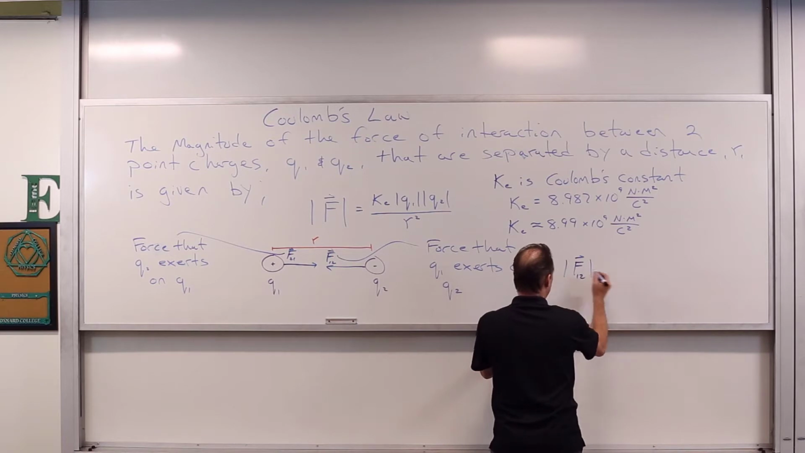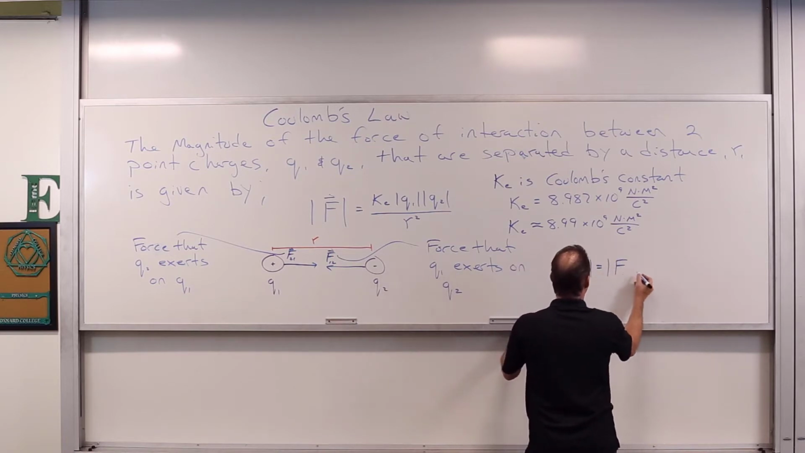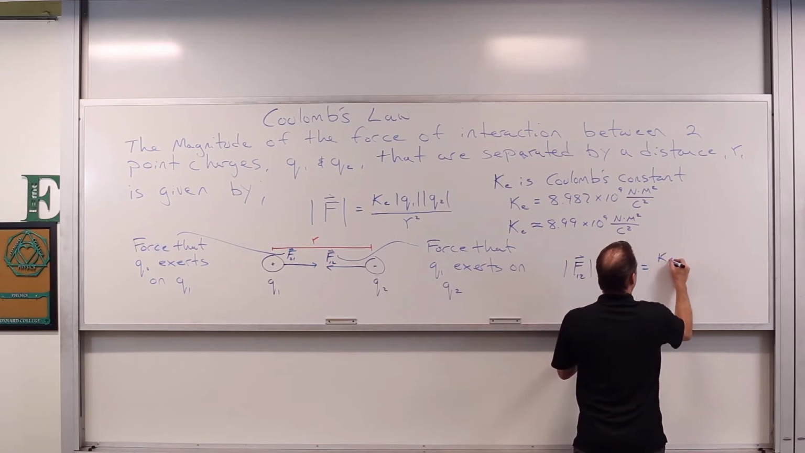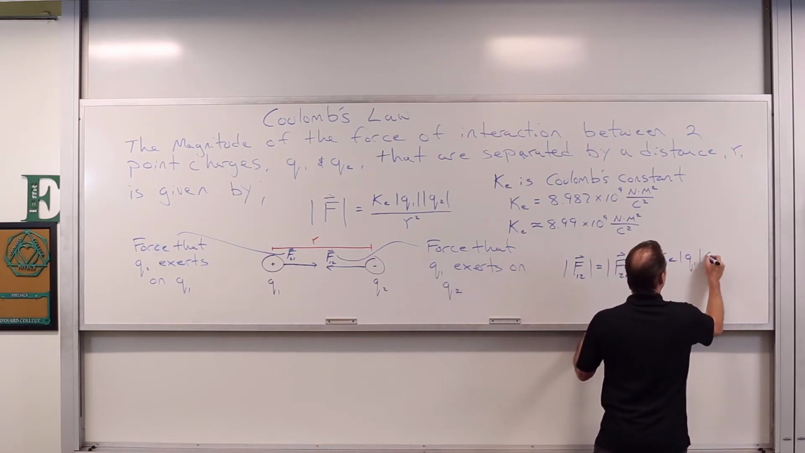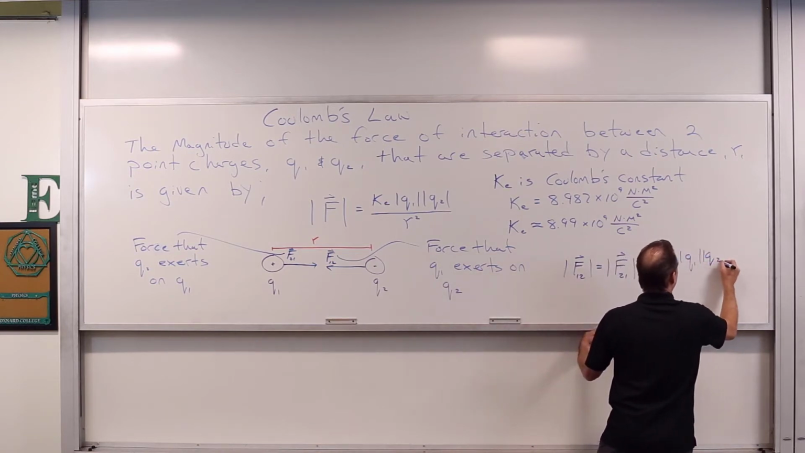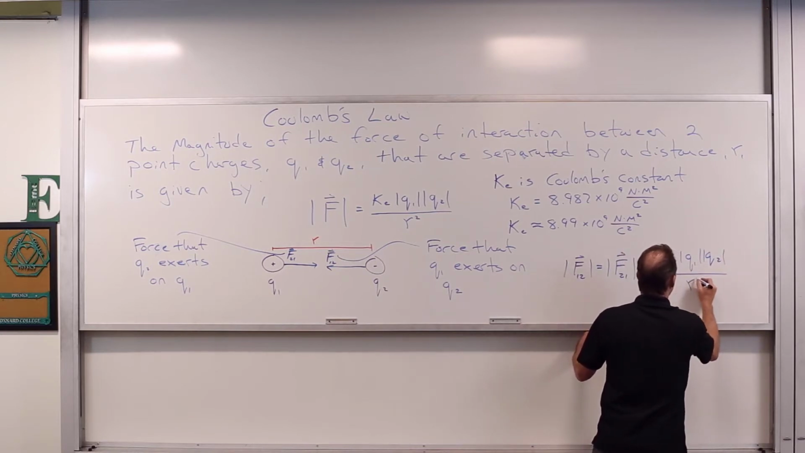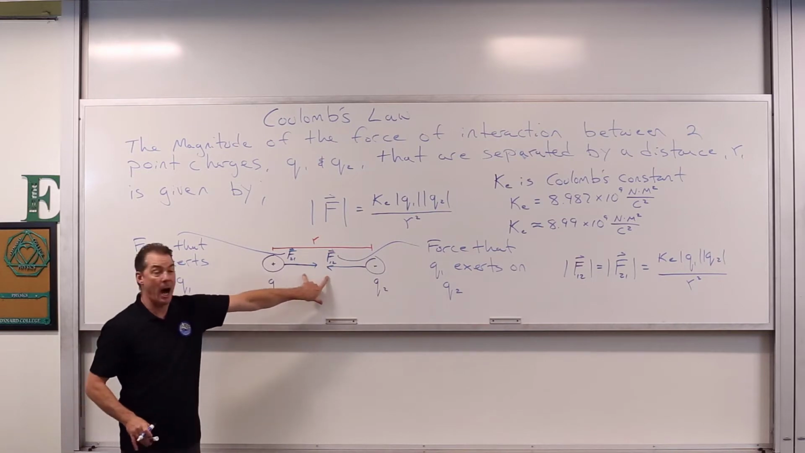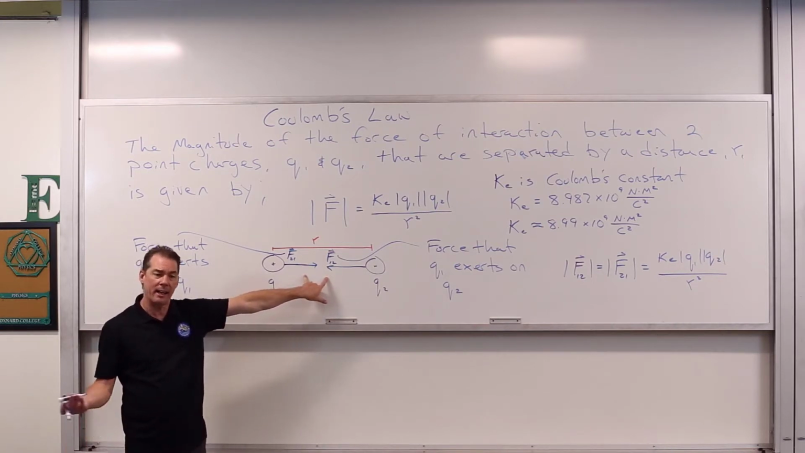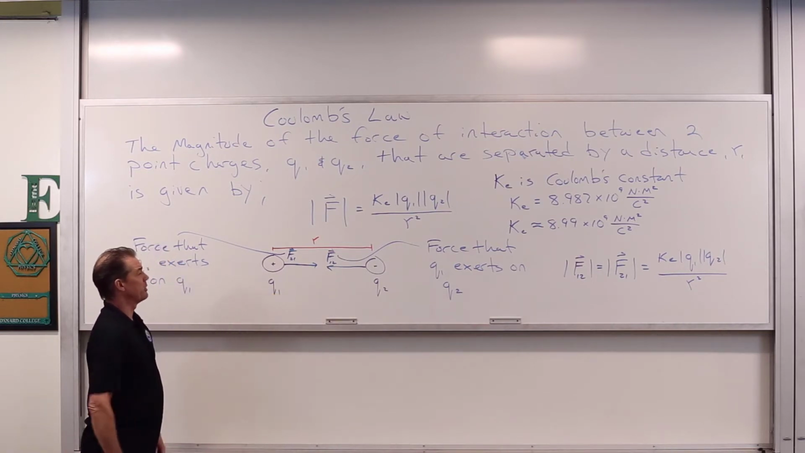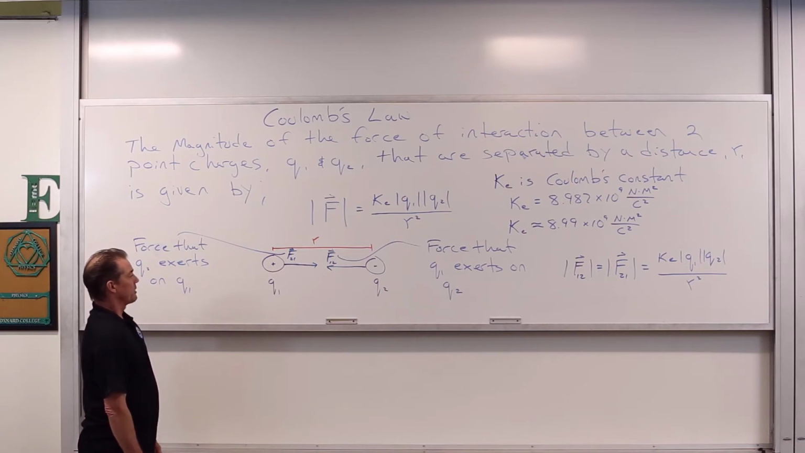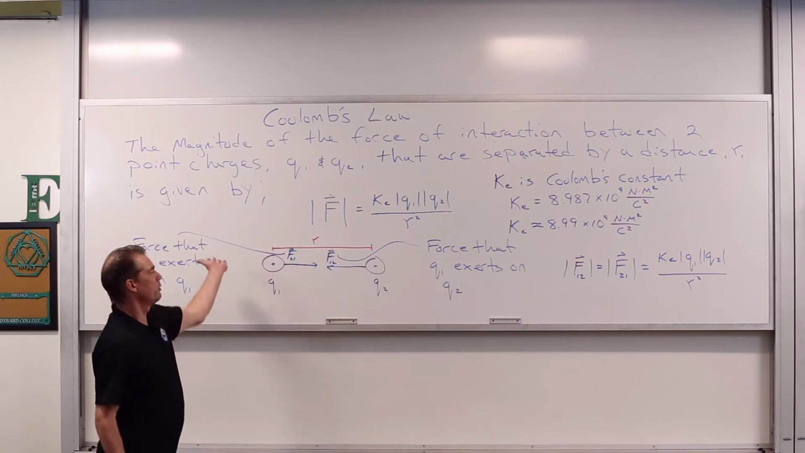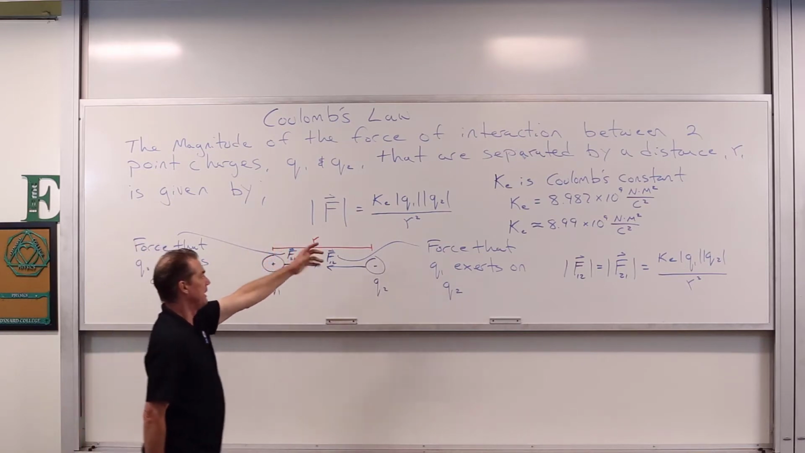F12 hat magnitude is equal to the magnitude of F21 hat is equal to K sub E times the absolute value of Q1 times the absolute value of Q2 divided by R squared. Equal magnitudes, but notice opposite directions, right? Equal magnitude, opposite directions, forces of interaction. Forces come in pairs. So when we just want the magnitude, this is all that we need to consider here.